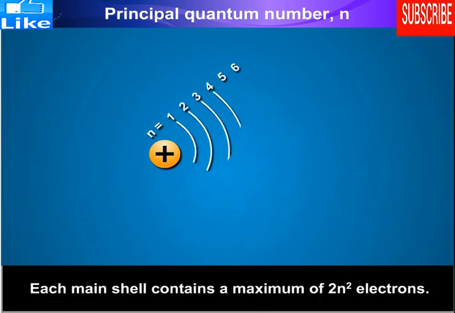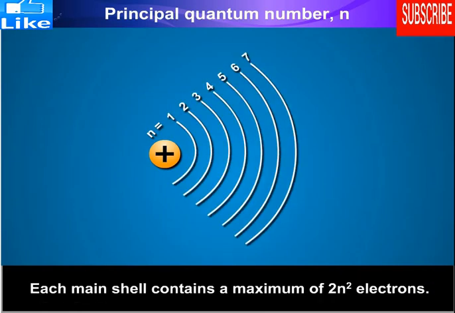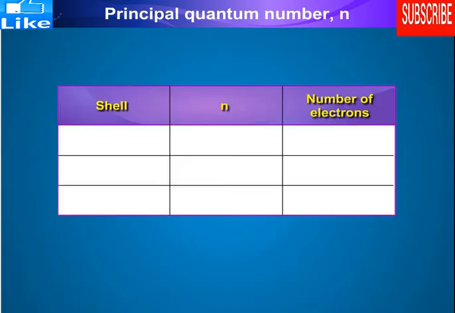Each main shell contains a maximum of 2n² electrons. Thus, K shell, n equal to 1, contains a maximum of 2 electrons. L shell, n equal to 2, contains a maximum of 8 electrons. M shell, n equal to 3, contains a maximum of 18 electrons, etc.